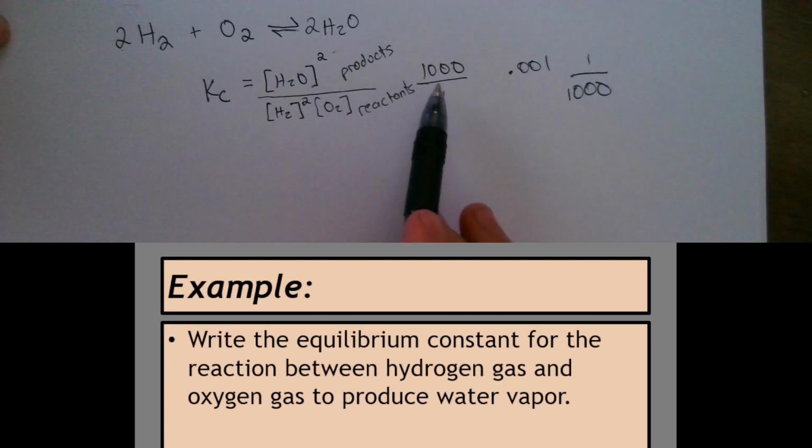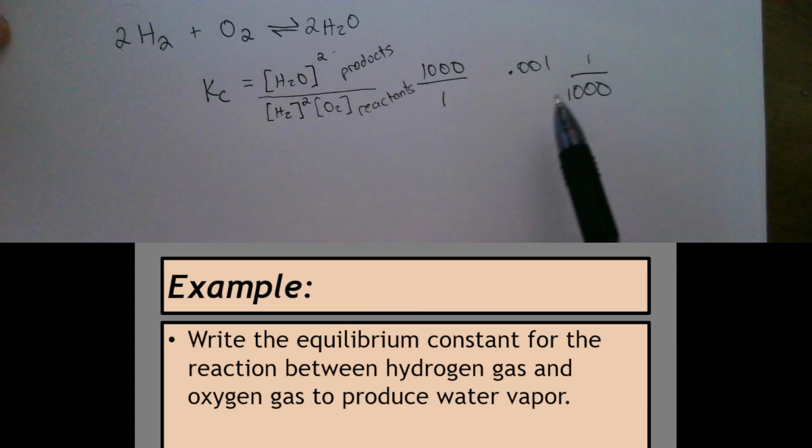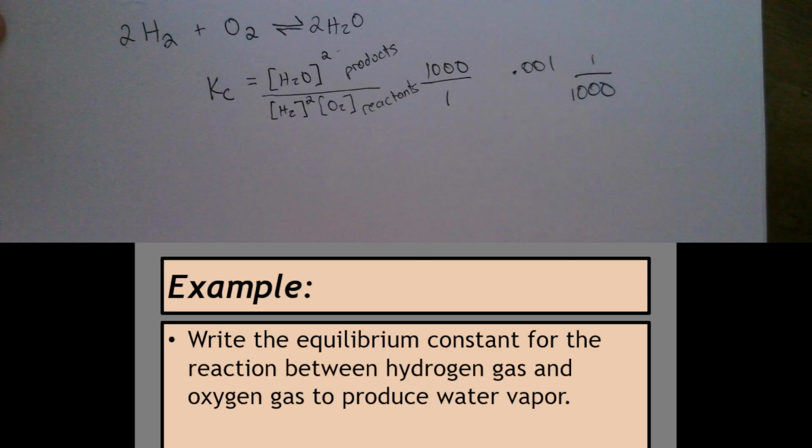A large K means you have a lot of products. The equilibrium lies to the right, or it's a right favored reaction. Small numbers of K means the opposite. That's kind of what K is used for. Writing equilibrium constants is important, and it's an easy way to get a couple points on the AP exam on the FRQ section. Very commonly asked question.